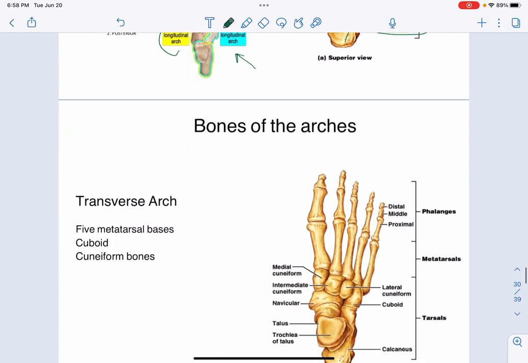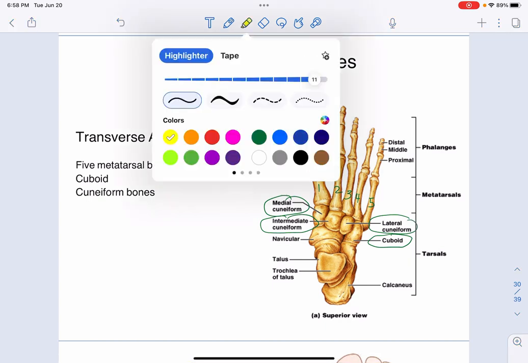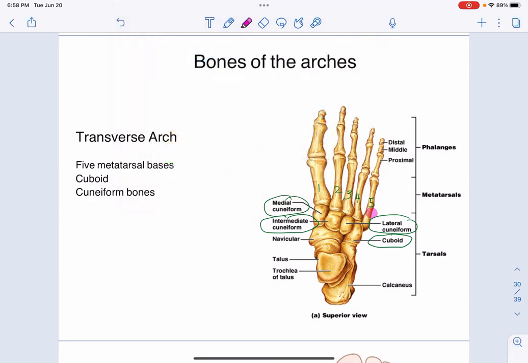And then finally, the transverse arch consists of the 5 metatarsals. So again, 1, 2, 3, 4, and 5. The cuboid bone and all of the cuneiforms, the medial, intermediate, and lateral. So it kind of spans this whole area right here. That would be the transverse arch.